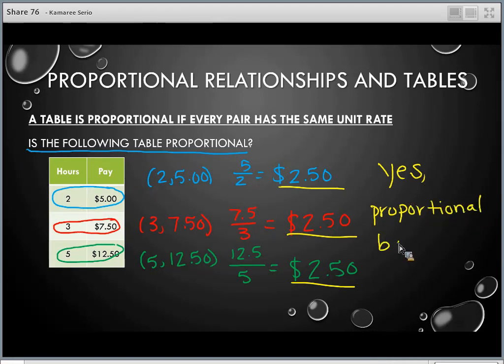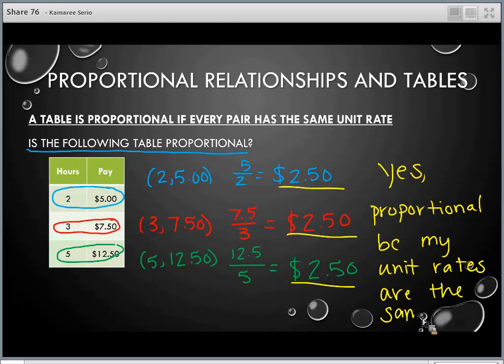Because all my unit rates are the same. Okay, you have to check all of them. I can't stress that enough. So if you're asked a question and it says, is the following table proportional? You have to go through and check every single one to make sure that when you divide it, you get the same number every time. If you get one that's not the same, then it is not proportional. So for it to be proportional, every pair has to be the same.